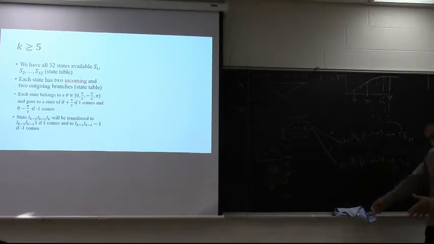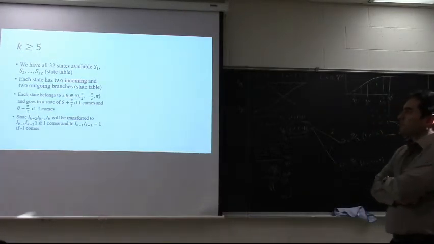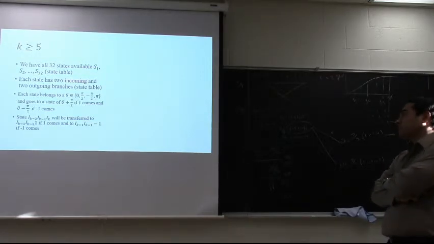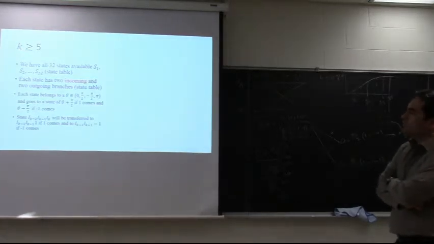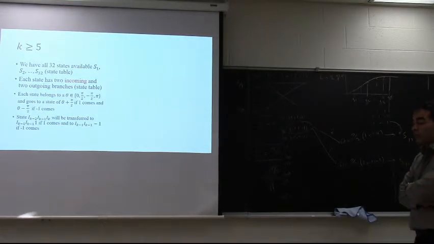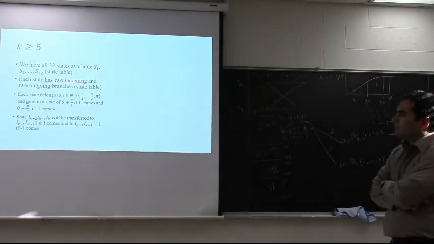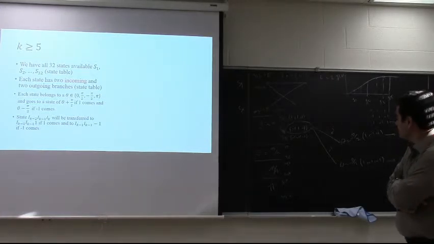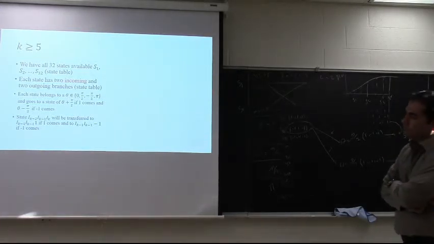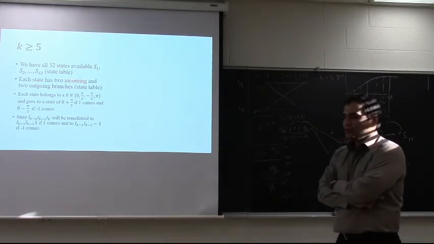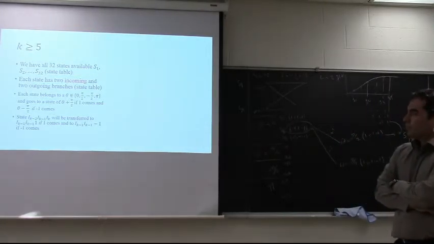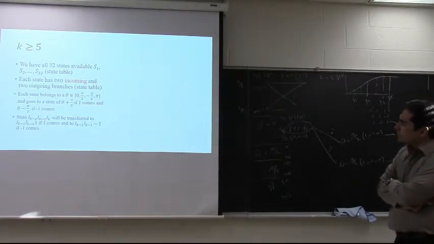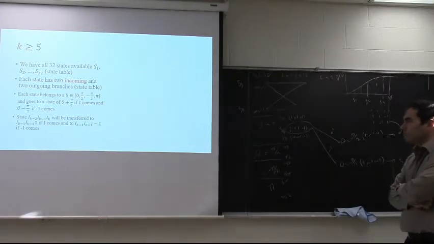Okay, now main loop. We have all 32 states available. You can build it, or you can use the state table. You need to build it in MATLAB. That's fine, easy to build. Each state has 2 incoming and 2 outgoing branches. The 2 outgoing branches are not important, but of the 2 incoming branches, you need to delete 1. Each state belongs to a specific theta. Possible values are 0, pi over 2, minus pi over 2, and pi.